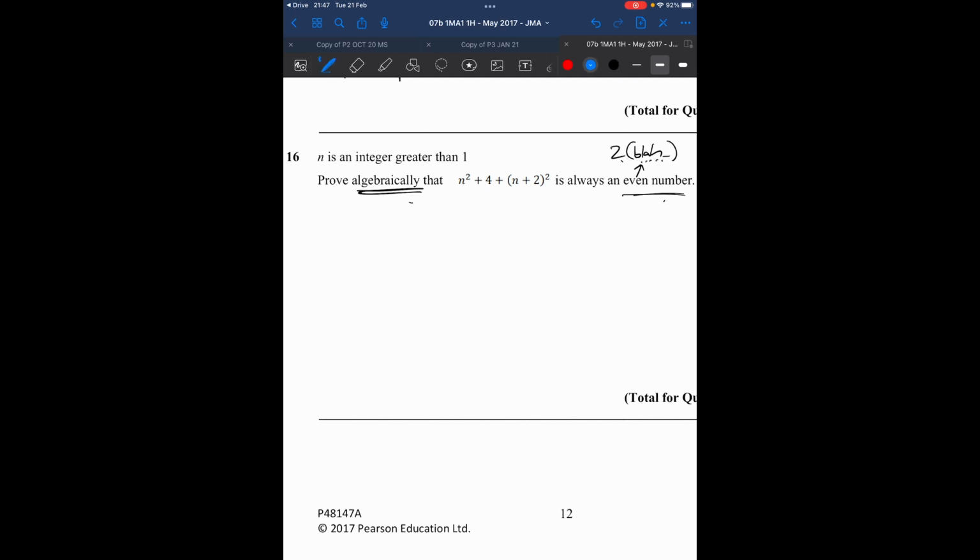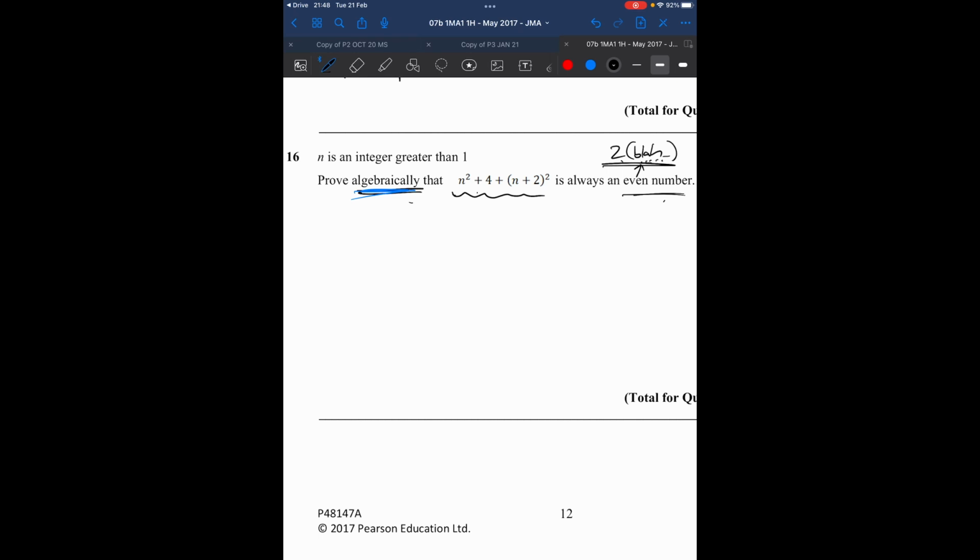We need to prove algebraically. So if we're proving algebraically, we do not want to be putting numbers in. You can't just shove a 3 in here: 3 squared plus 4 plus 3. If you do anything like that, that's wrong all day. That's not algebraic proof. So start with what they've got here and try and play around with it and see if you can get it in this format. So n squared plus 4.